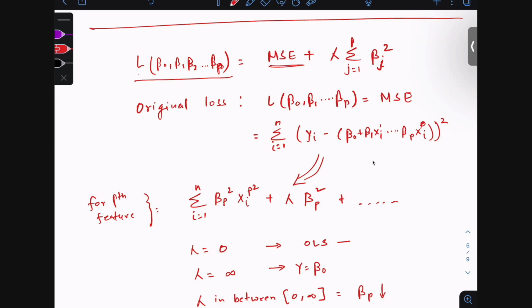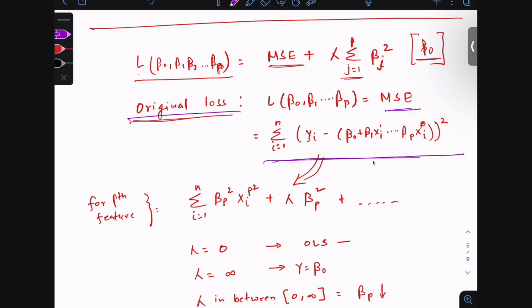MSE, we already know what is the MSE. And lambda, j is equal to 1 to p, beta j the whole square. J starts from 1. We are not putting a penalty term on beta naught. So the intercept we are exempting. So that's why there is no beta naught. There is only beta j the whole square. What was our original loss? Original loss or MSE is this particular thing. Correct? Summation i equal to 1 to n is the observation, yi minus beta 0, beta 1 xi1, till beta p xi superscript p, the whole square. This should be my loss. Correct? My MSE.